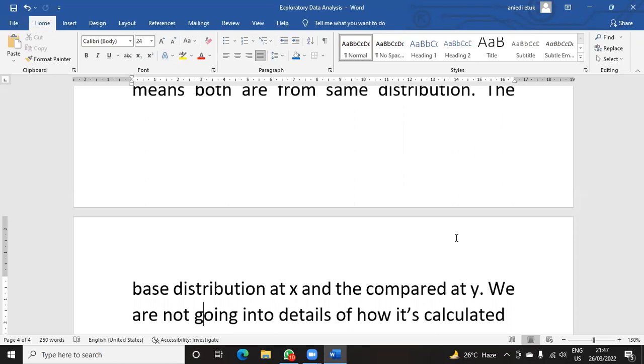So this is what you use. Remember, once you can get a straight line, or almost a straight line, it means they are the same. You know that they have a similar distribution.